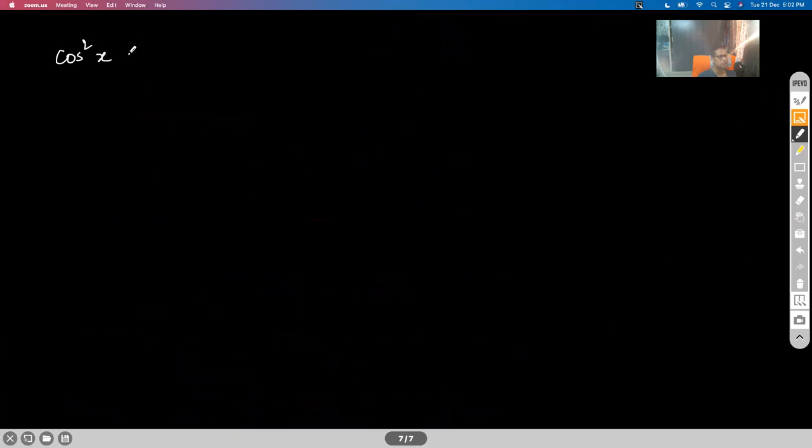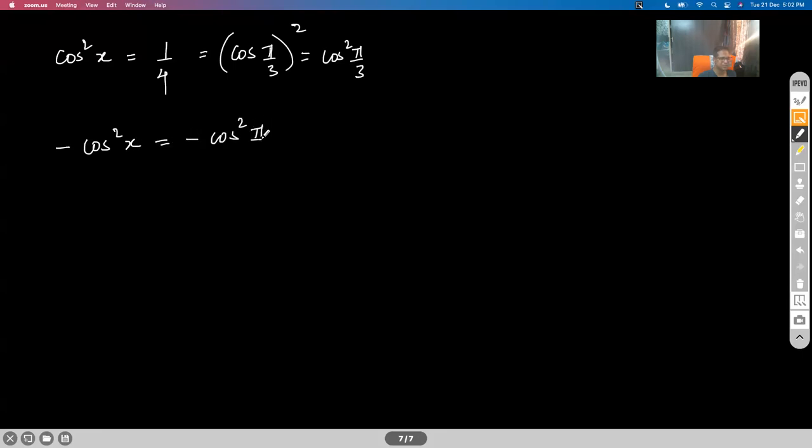If somebody asks you to solve this kind of equation, for example, let's say, let me just write it down like this, equal to 1 by 4, which is nothing but cos pi by 3 the whole square, correct? Now, everybody, please understand here. Saying this and saying this are the same things? Yes or no? You all agree? So writing this and writing this are the same things, right?